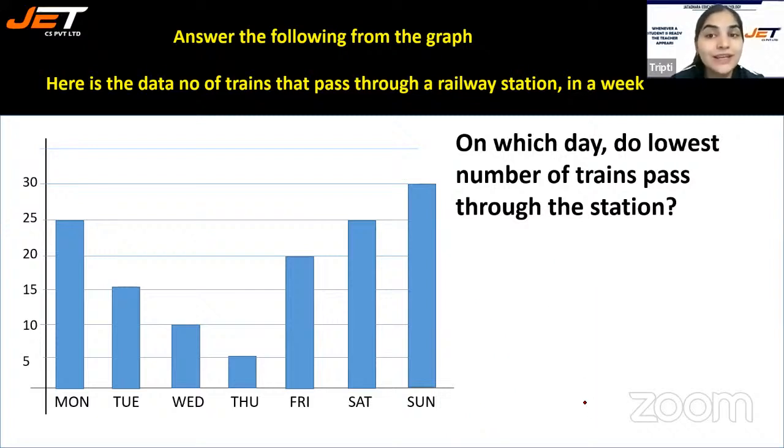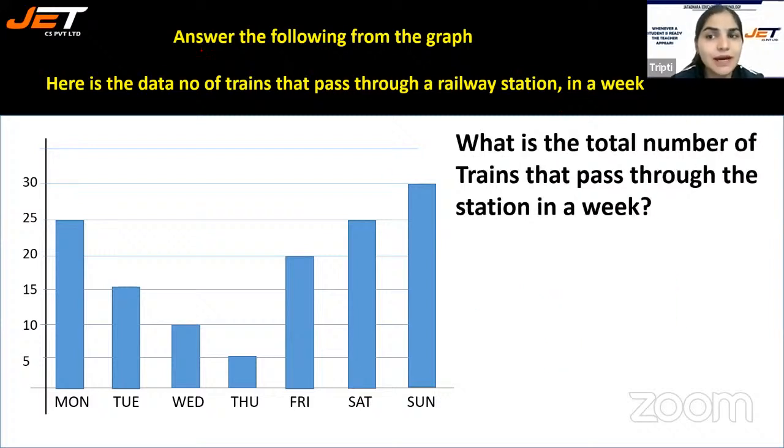On which day do the lowest number of trains pass through the station? Lowest. The least. Yeah, these bar graphs make finding out the data very easy. So here it's Thursday. On Thursday, the lowest number of trains pass through the station.